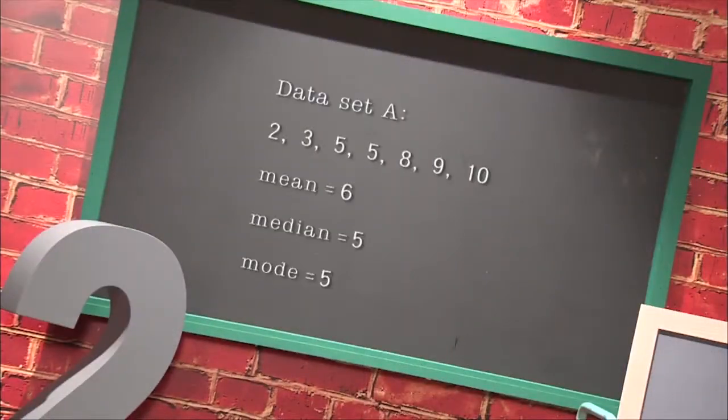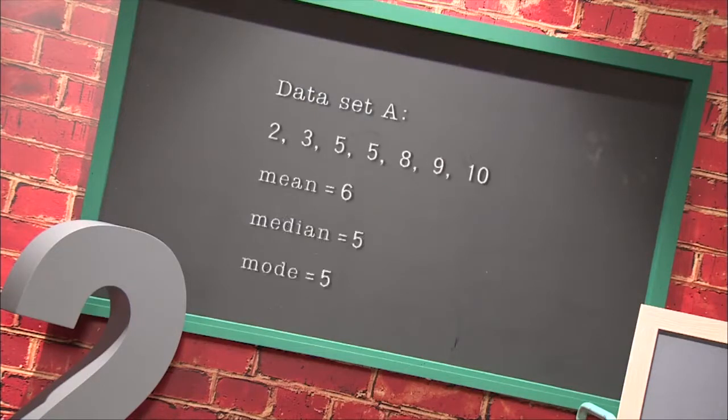Eunice, can you share with us what happens to the mean, median, and mode if an item is added to a set of data? Suppose 4 is added to the data set. There are now 8 items in the data set. 4 is smaller than the mean. The new mean becomes 5.75. The new median is 5, and the new mode is also 5.